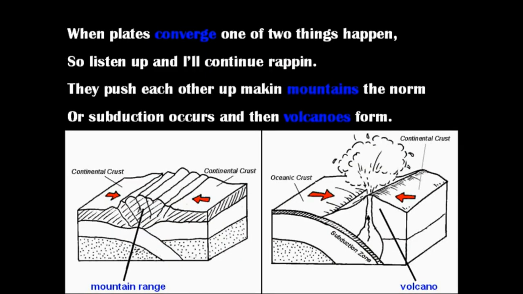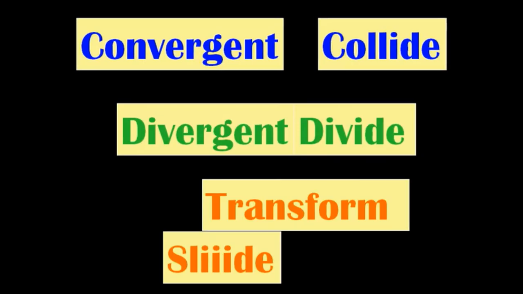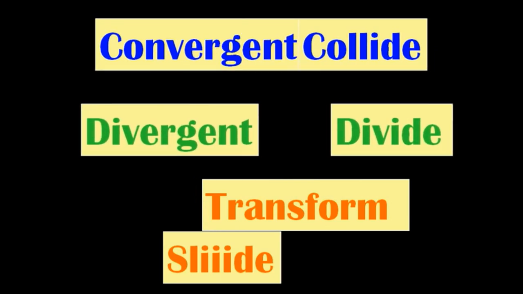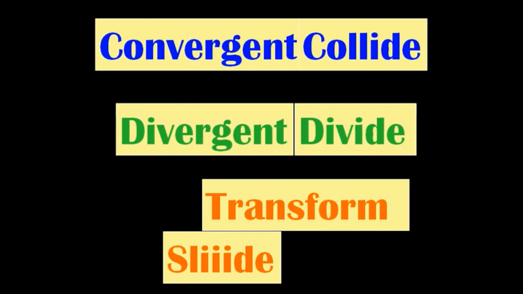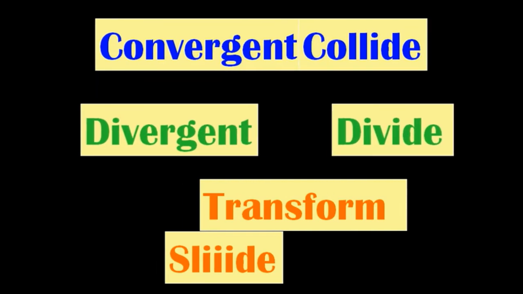When plates converge, one or two things happen, so listen up and I'll continue rapping. They push each other up, making mountains the norm, or subduction occurs and then volcanoes form. Converge, collide, diverge, divide, transform, tectonic plate slide.